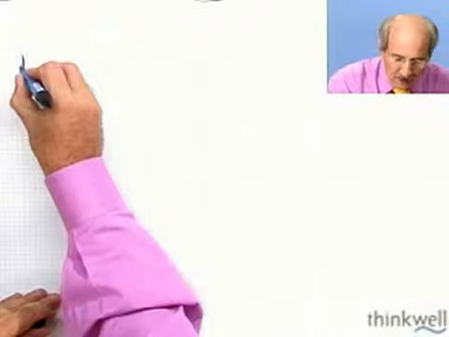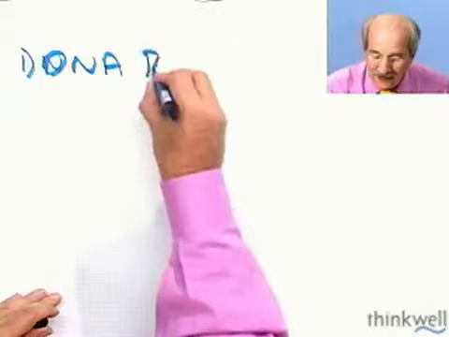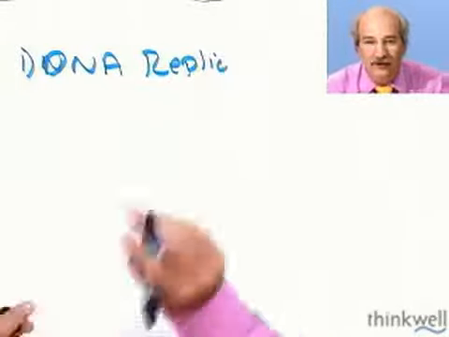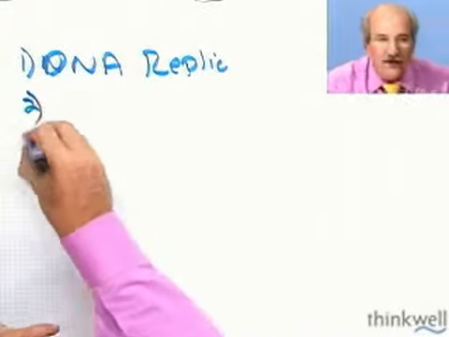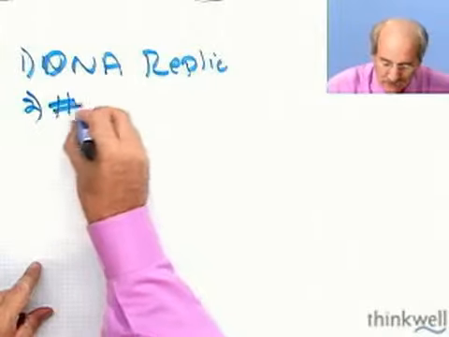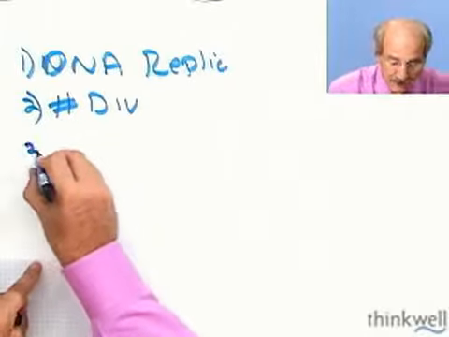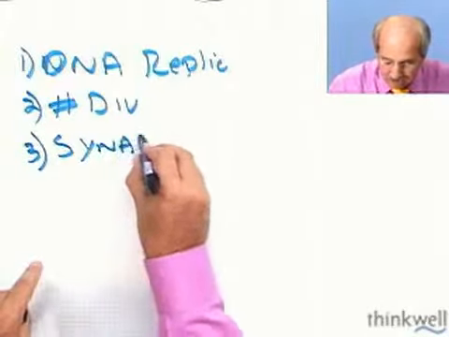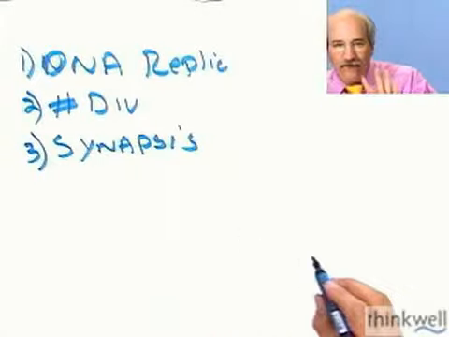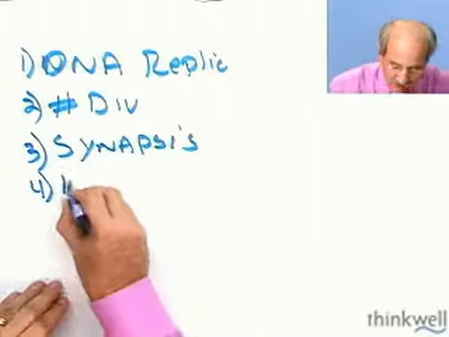All right, here are the things I want to talk about. Number 1, DNA replication. Good start, I spelled DNA wrong. Okay, I'm not going to give away any answers yet. 2, we want to look at the number of divisions in mitosis versus meiosis. Number 3, this idea of synapsis. Number 4, the number of daughter cells that we get.